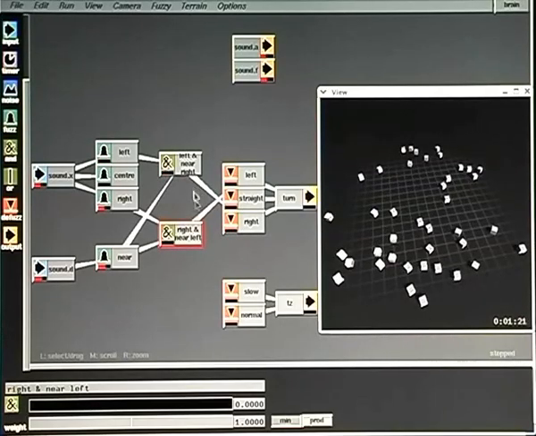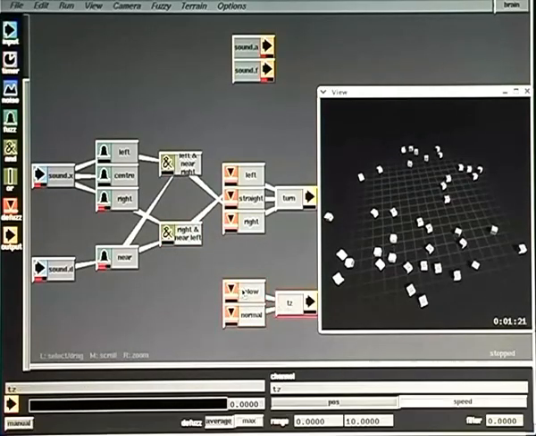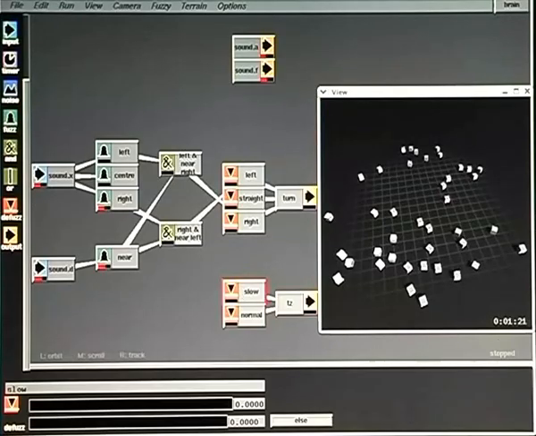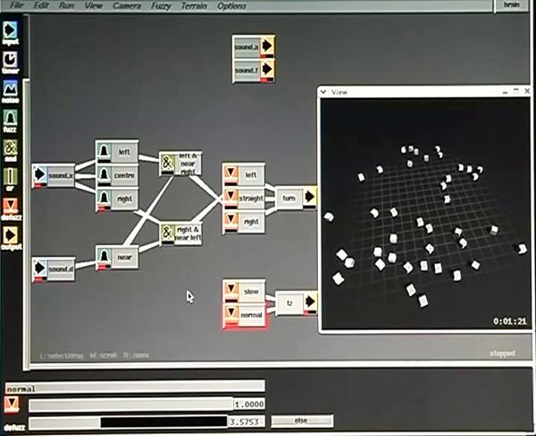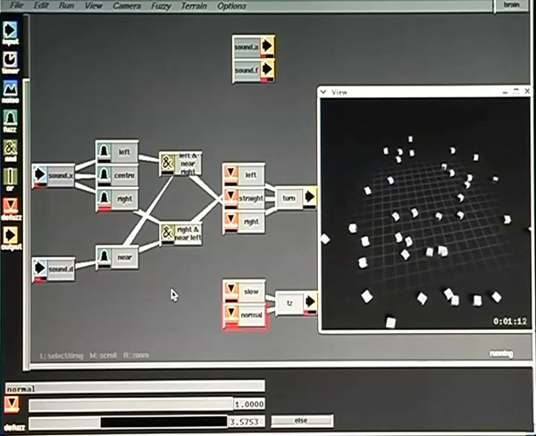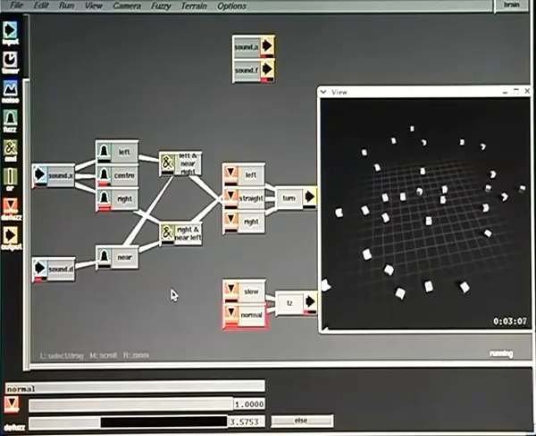Well, they're not going anywhere because we haven't got any inputs here. What we should probably do is set normal to be an else, so it doesn't really matter what's coming in. Normal is going to happen if nothing else is happening. Let's try that again. Oh, well, that looks pretty good. They're avoiding bumping into each other.